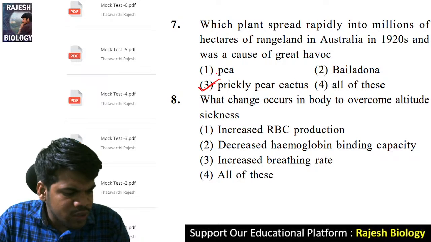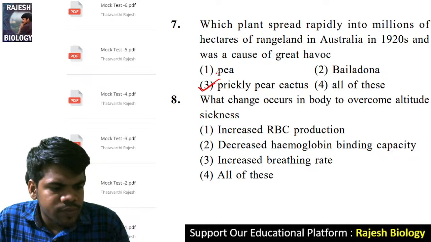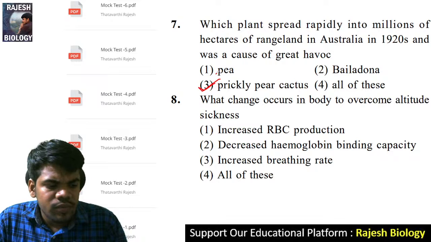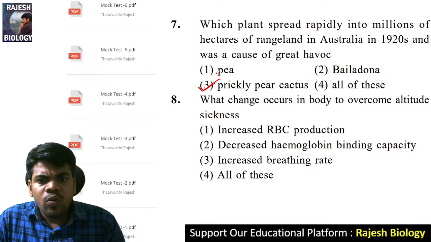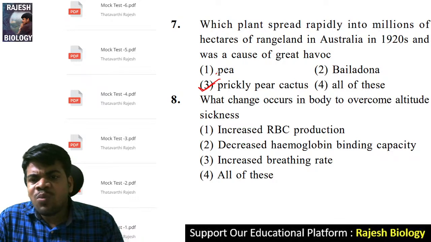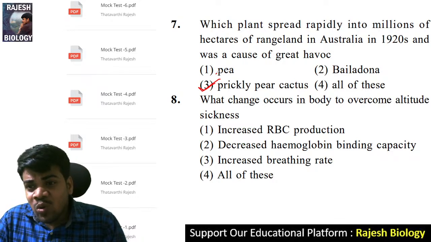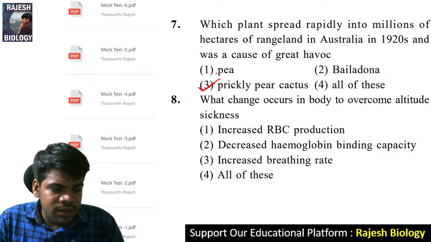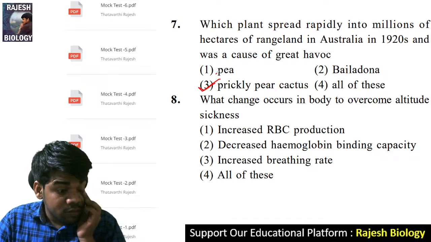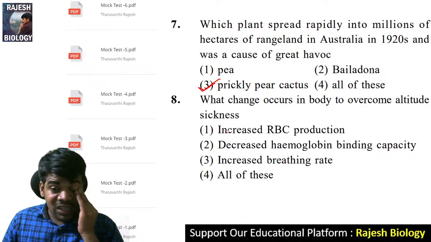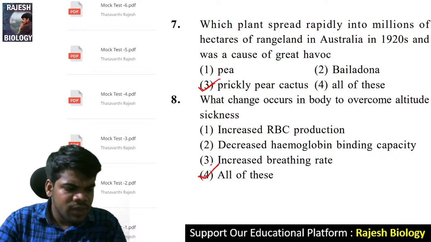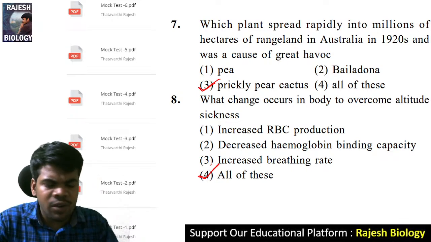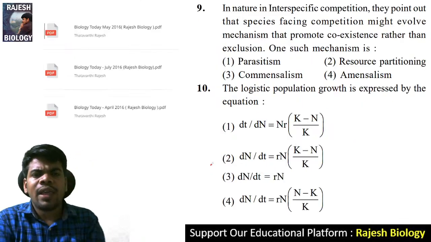Come to the eighth question. Seventh, correct Chandrika, and eighth. What change occurs in the body to overcome altitude sickness? Yeah, Unbeatable Instant, perfect. Increased RBC, decreased hemoglobin binding capacity, increased breathing rate. All of these. Correct Chinnu and Unbeatable Instant, very good. Come to the ninth question.